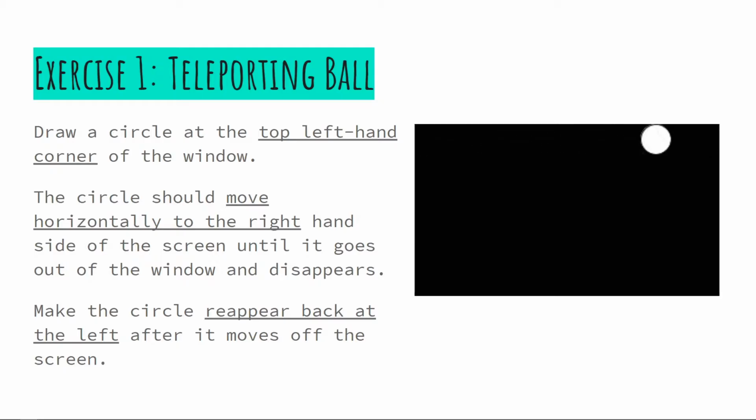So here's exercise 1 for this session. The exercise is to draw a circle at the top left-hand corner of the window. It should move horizontally to the right until it goes off the side of the window and disappears. And then you should make it reappear at the left after it moves off the screen.